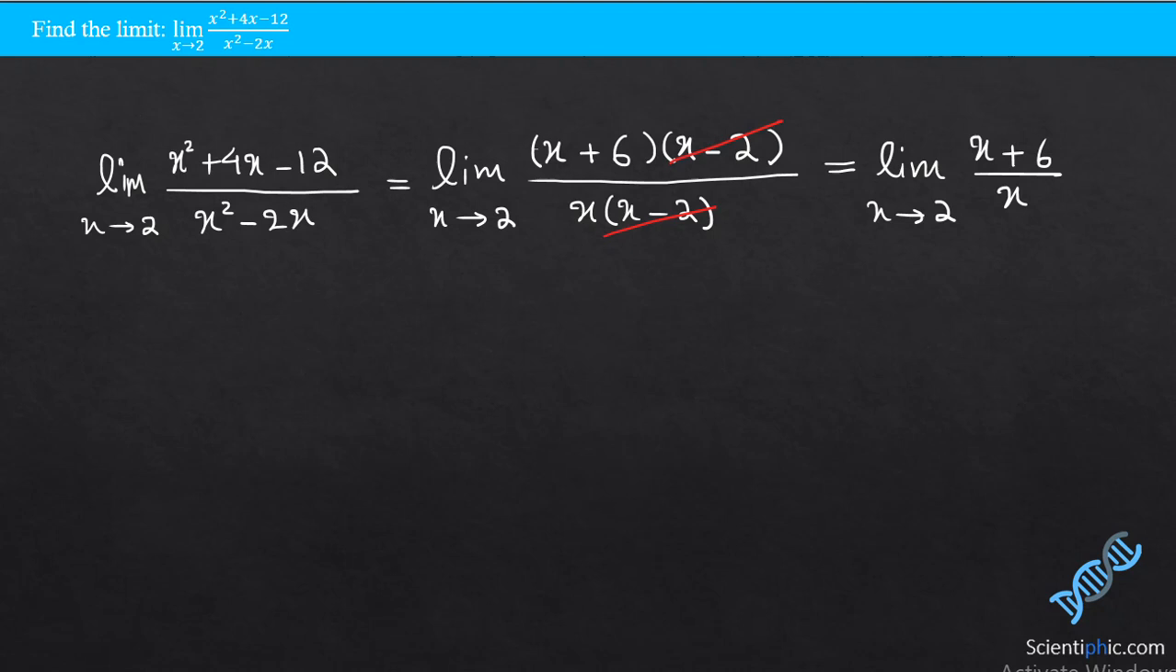So we do as we said in the beginning of solving this problem. The way to solve this limit is to replace x with the value that x is approaching, and the value that x is approaching is obviously 2. I'm going to do that. So the limit of (x plus 6) over x when x approaches 2 is going to be (2 plus 6) over 2, and that is simply 8 over 2, which is 4.